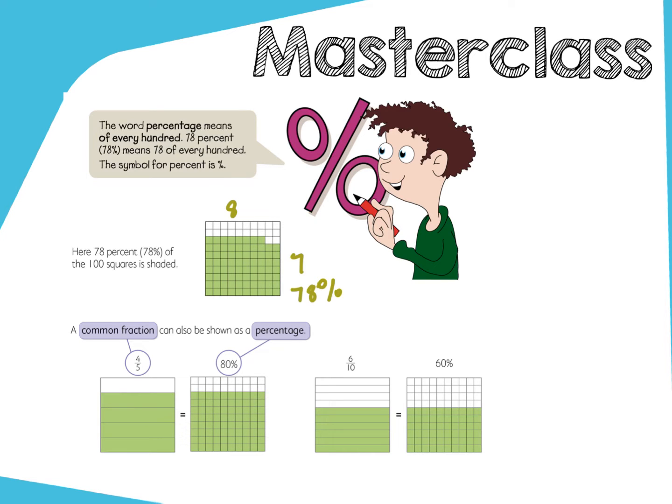All right, looking down through here, you've got a common fraction, okay? We know that's anything that is a normal fraction. So if the fraction down the bottom is higher than the top one, or the denominator is higher than the numerator, that's an improper fraction. But we're just looking at common fractions in this video and percentages.